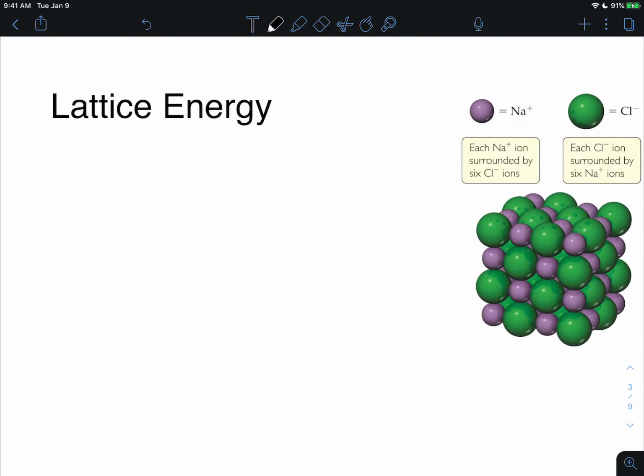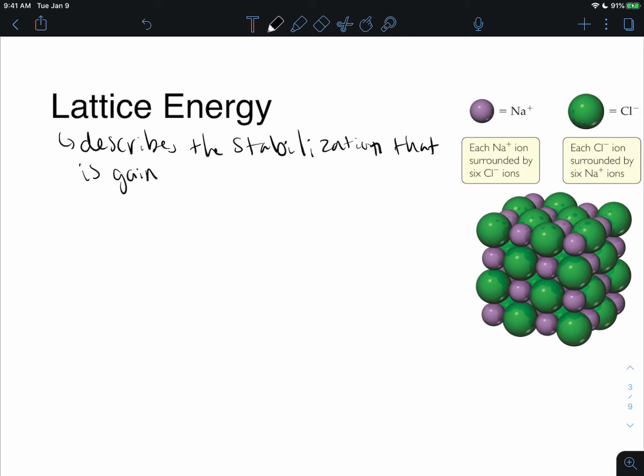When we talk about our lattice energy, it's basically describing the stabilization that is gained by arranging ions into a lattice. So having a repeating arrangement of cations and anions, how stable that is versus the free ions themselves.